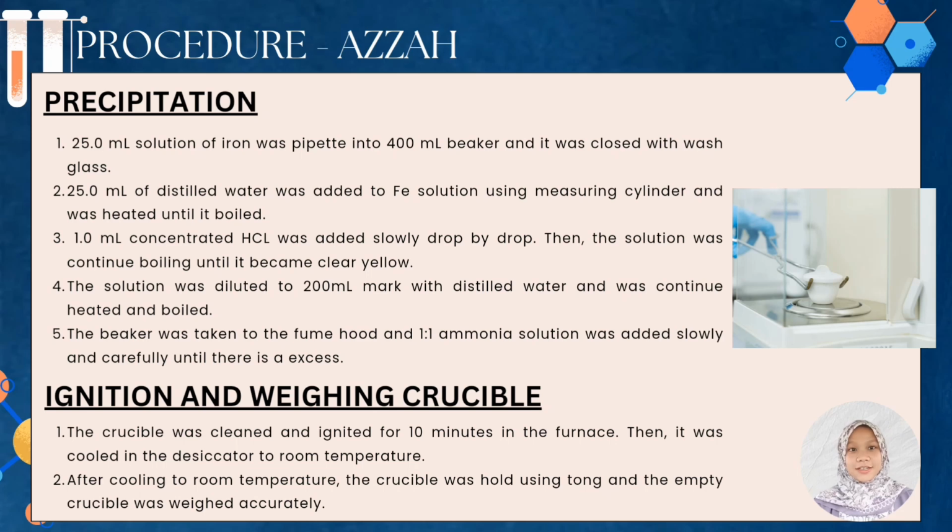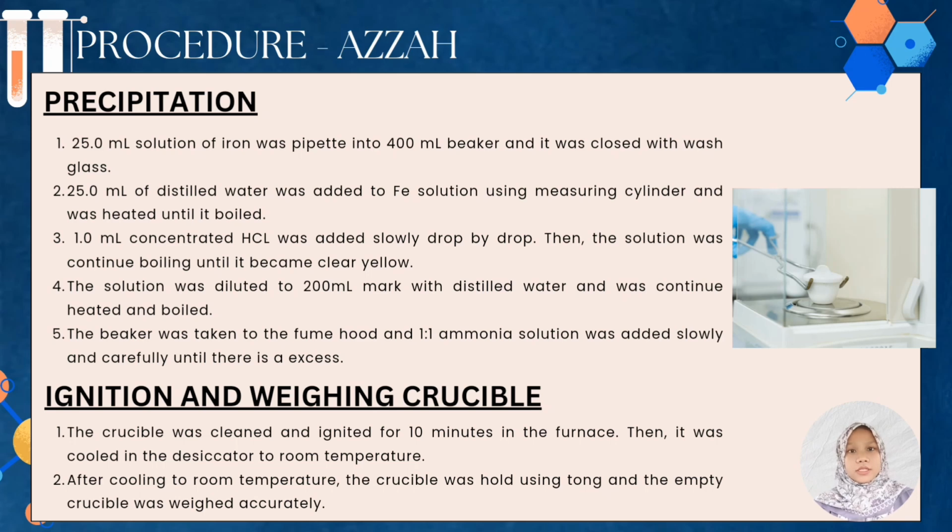Next is the procedure. The first procedure is precipitation. First step, 25 ml of iron solution was pipetted into a 400 ml beaker and it was covered with a watch glass. Second, 25 ml of distilled water was added to the Fe solution using a measuring cylinder and was heated until it boiled. Third step, 1 ml of concentrated hydrochloric acid was added slowly, drop by drop. Then the solution was continued boiling until it became clear yellow.